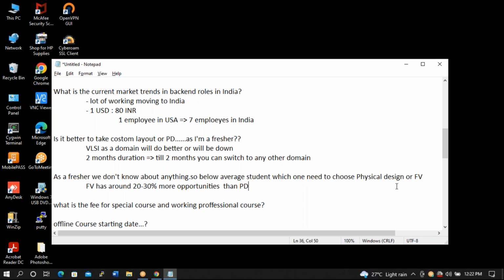But it shouldn't be a major stopping point for you to take PD, because there are opportunities in PD also. It's not like someone is good and they are not getting placed. They are getting placed. But if someone is below average and he feels that he must get a job, then probably functional verification will be better.